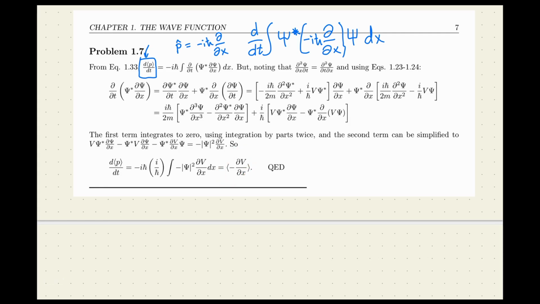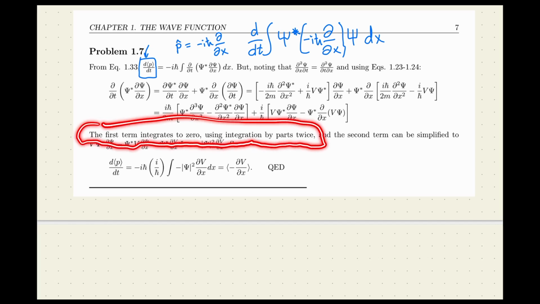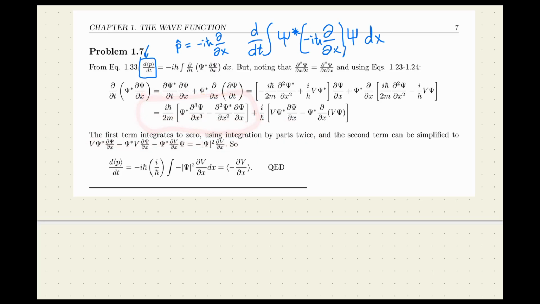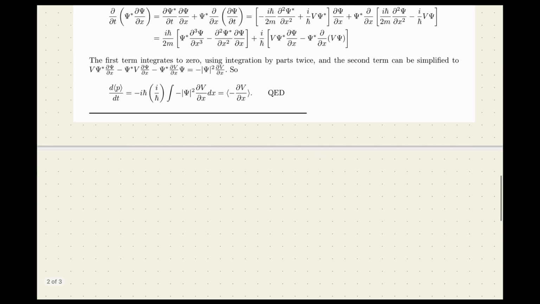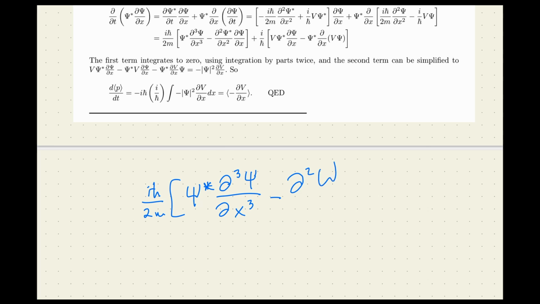Maybe we learned something cool, but one important thing is the first term integrates to 0 using integration by parts twice. This is the only thing of the solution that does not make sense to us. So it's going to be good practice if we take this, we have an i h bar here, 2m, and we have psi star. I'm just rewriting that thing here. This is with the third order derivative. Nice. Here we have minus sign, squared, psi star. Here we have partial x squared. And here we have partial psi, partial x.